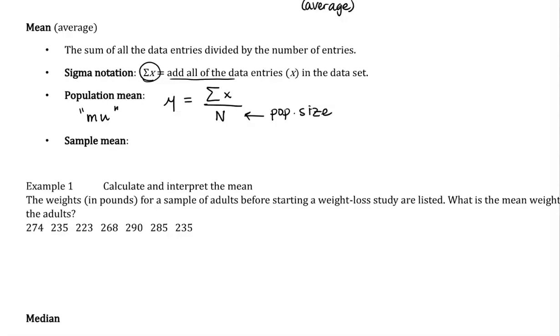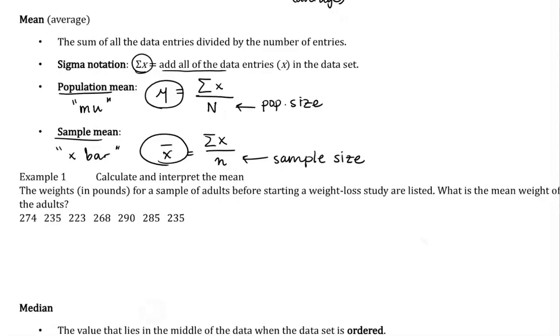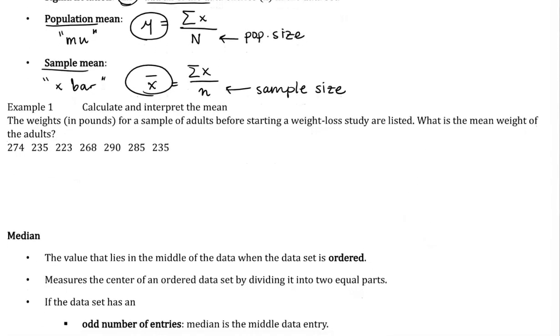But if I'm talking about the sample mean, that is read X bar. It is an X with a bar above it. It is written as the sum of X over little n, and little n is just the sample size. So they're the exact same formulas. It's just written differently depending on whether you're talking about population or sample. That distinction is not to be taken lightly. We will spend the rest of the course talking about the difference between population symbols and sample symbols. So we have to know that mu is for population and that X bar is for the sample when we're talking about the mean.